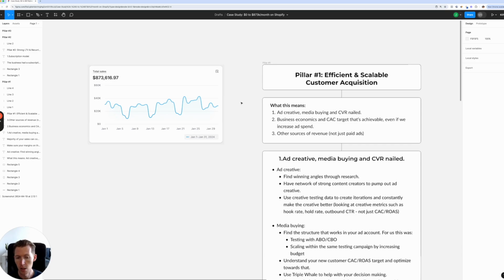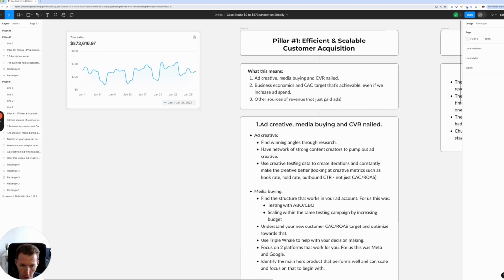And what does this mean? This means that, first of all, we have ad creative, media buying, and conversion rate nailed. All 3 of those areas are optimized and working together. The second thing is that the business economics and the CAC target, the customer acquisition target, we have that as an achievable target, even if we increase spend. And the third thing is that there's other sources of revenue, not just paid ads. So let's break each of these down a little bit further.